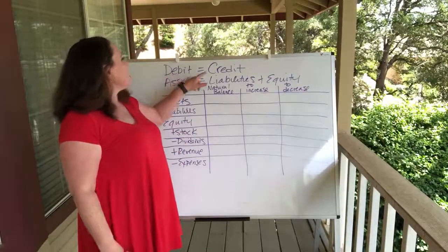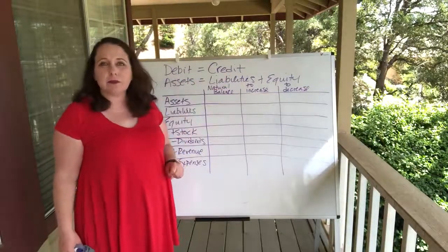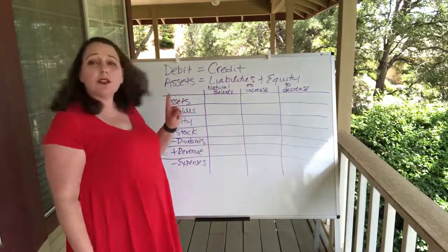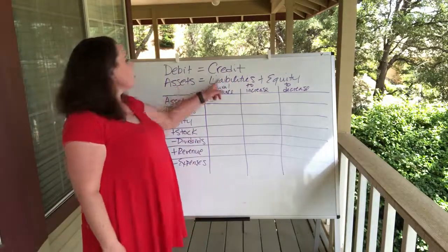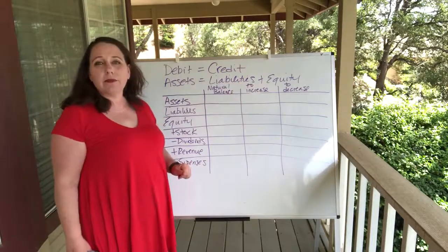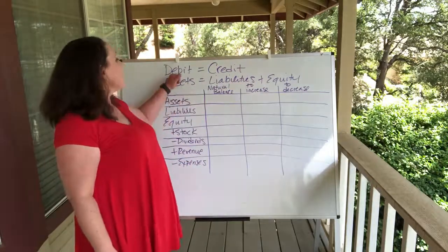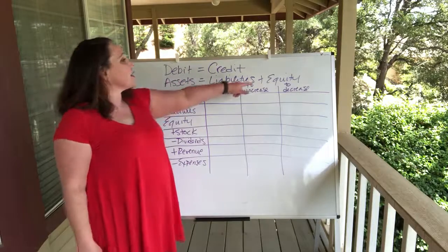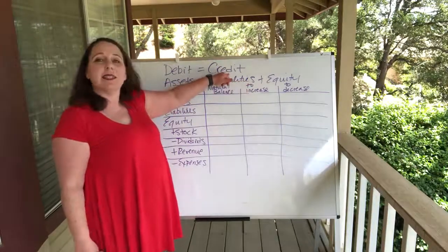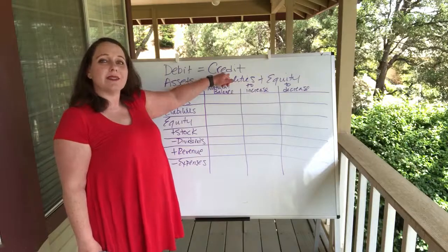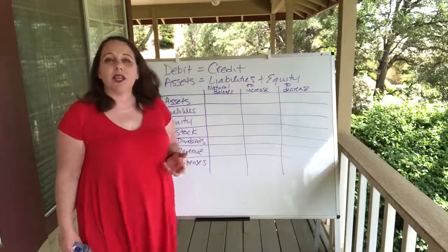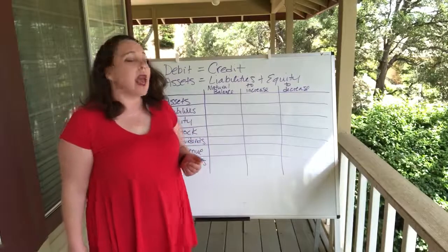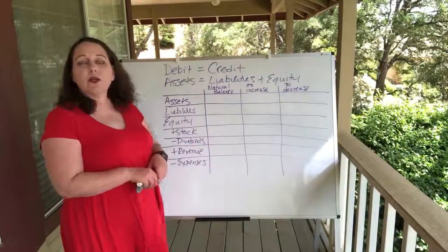We know that debits equal credits. We know that debits are on the left and credits are on the right. We also know that assets equal liabilities plus equity. Assets are on the left, like debits, and liabilities and equity are on the right, like credits. Okay. Each account is going to have what we call a natural balance, and it follows these two equations.